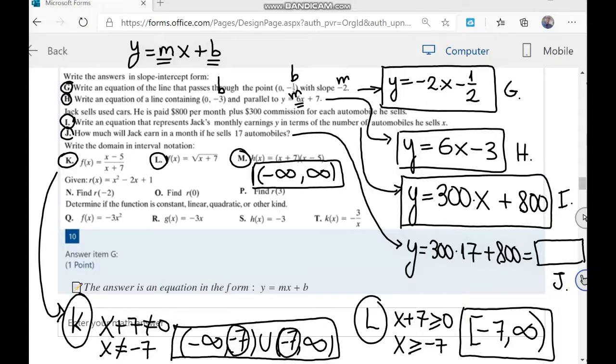And letter N. Here on N, you have to plug into the equation x equals negative 2. So the equation is R of x equals x squared minus 2x plus 1. Plug in negative 2, then you're going to have negative 2 squared minus 2 times negative 2 plus 1. Negative 2 squared is 4. Negative 2 times negative 2 is plus 4, plus 1. 4 plus 4 plus 1 equals 9. The answer here is going to be 9.